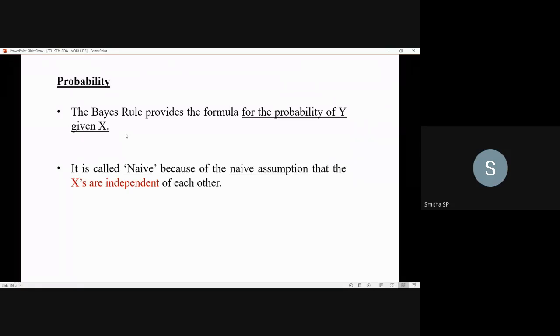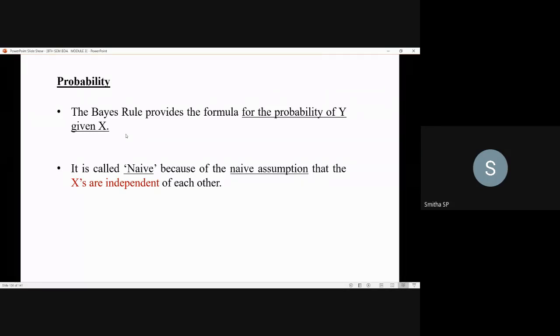Whatever features you are considering for the computation of probabilities, when those features are independent, we can extend the Bayes rule to what we call naive Bayes. So what is naive Bayes? When we have independent features, we can extend this Bayes rule and call it naive Bayes. It is called naive because of the naive assumption that the x are independent.